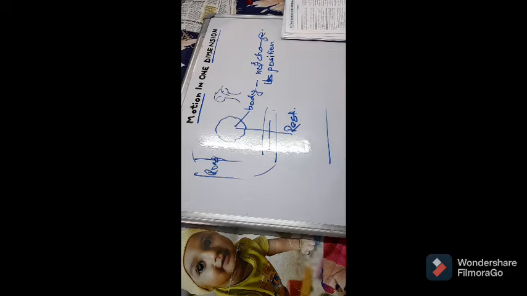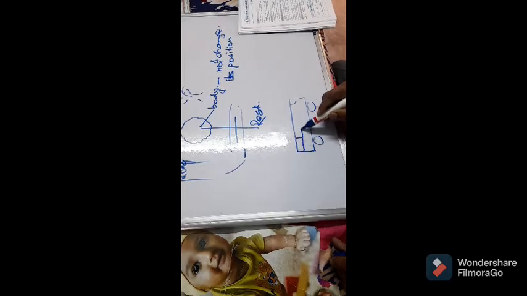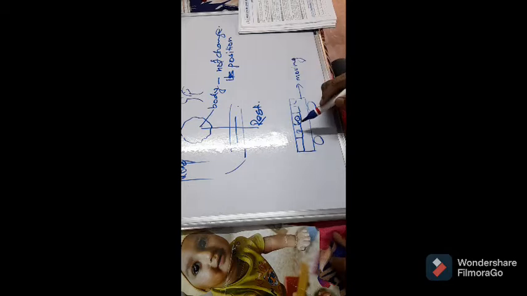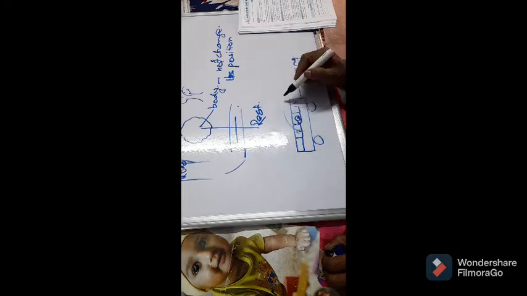Suppose it is a moving bus. And here one passenger is sitting. Again here one lady passenger is sitting. But the bus is moving. So what about this man passenger? The position of this man does not change with the position of this lady. So with respect to this lady, the man is at rest.